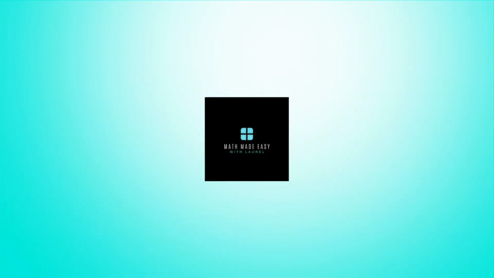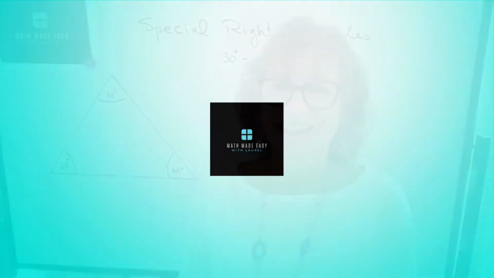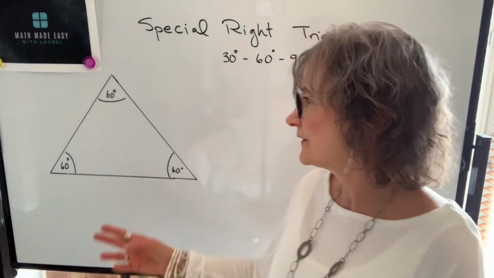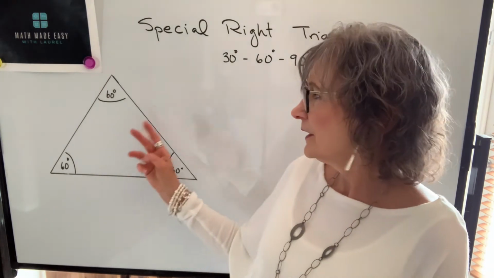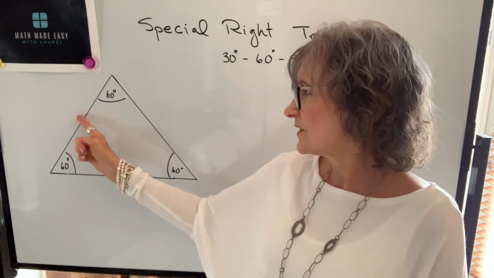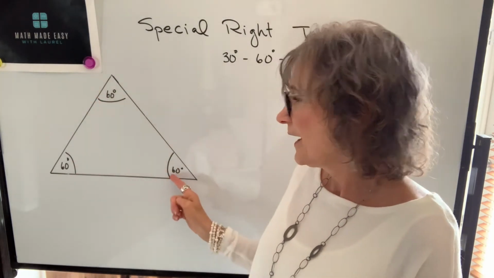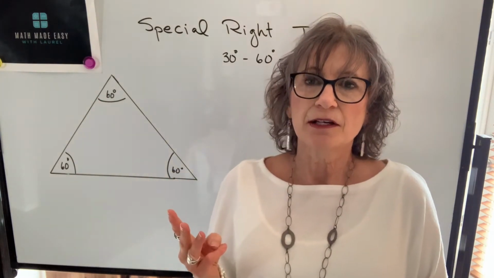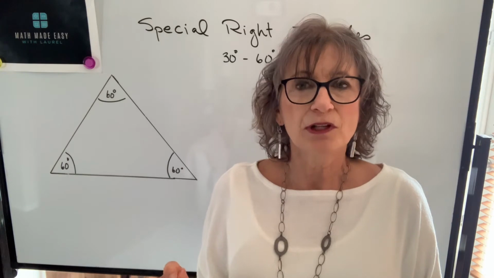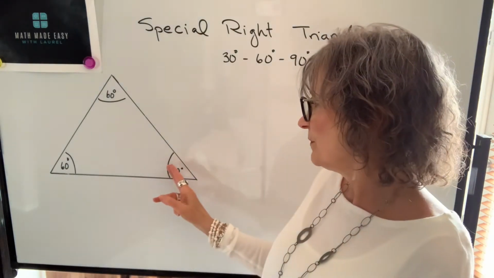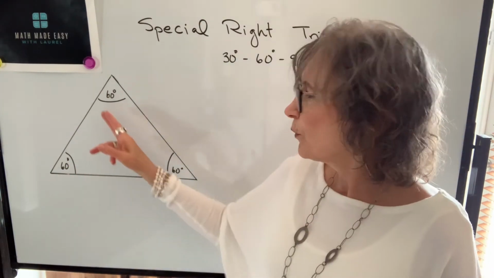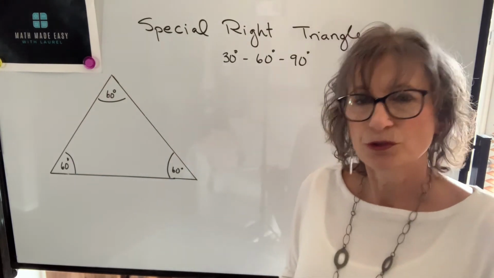To start off with, let's take a look at this equilateral triangle. Equilateral triangle means all three sides are equal, and therefore all three angles are equal. And because all three angles have to add up to 180 degrees and they're all equal, 180 divided by 3 would be 60 degrees. I'm going to let the length of each side equal 2 units.